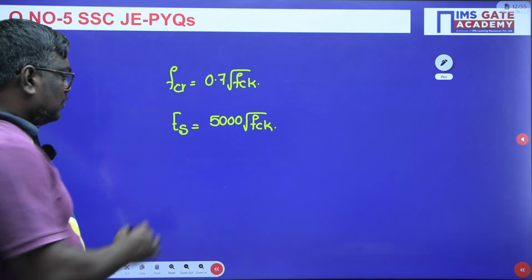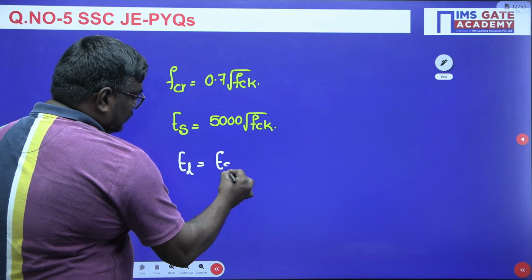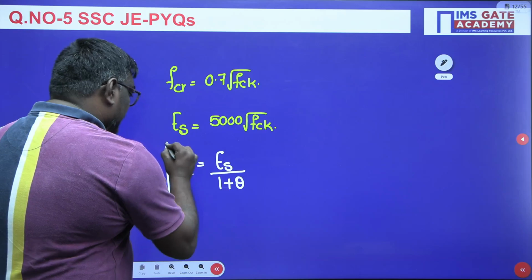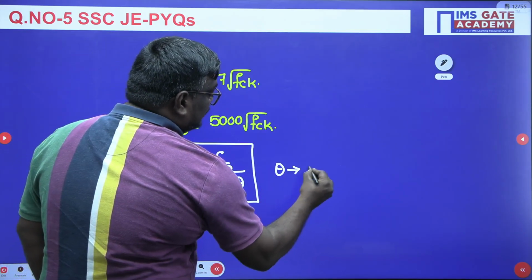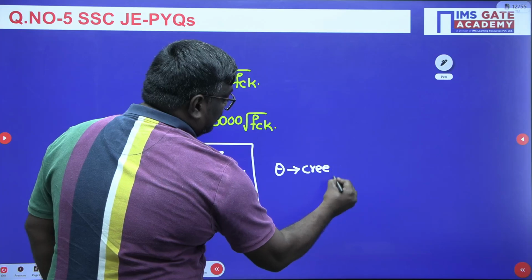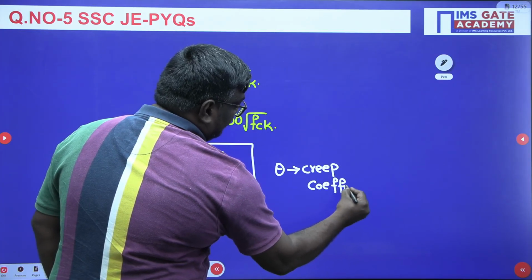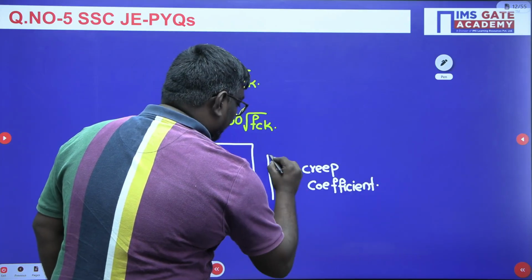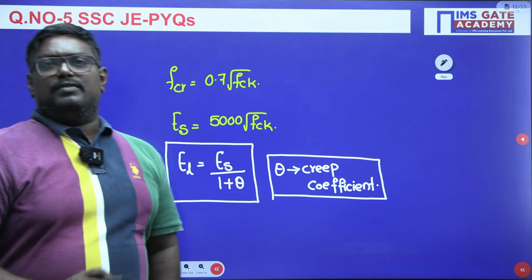Similarly, if they ask you what the long-term modulus of elasticity is, it is given as the short-term modulus of elasticity upon 1 plus theta. And remember, here theta is nothing but the creep coefficient, which is defined as ultimate creep upon elastic creep. I hope you are clear with this solution.